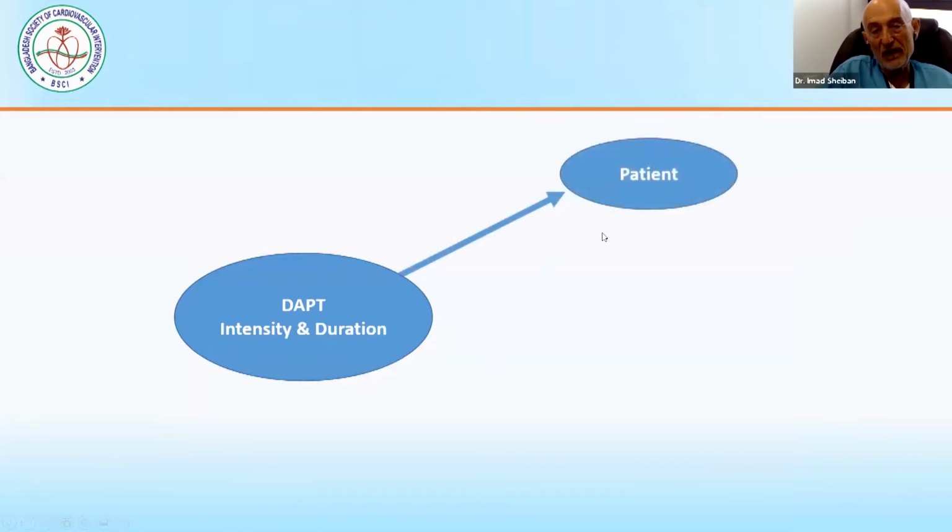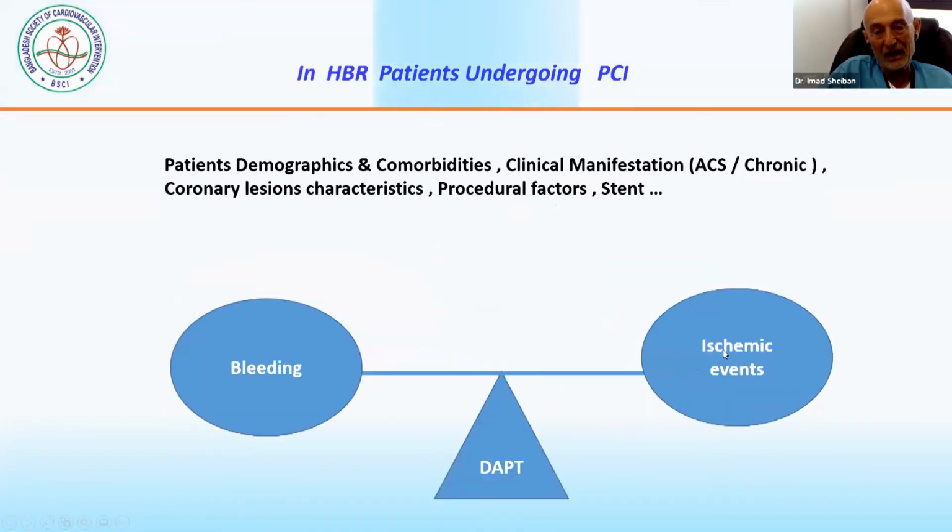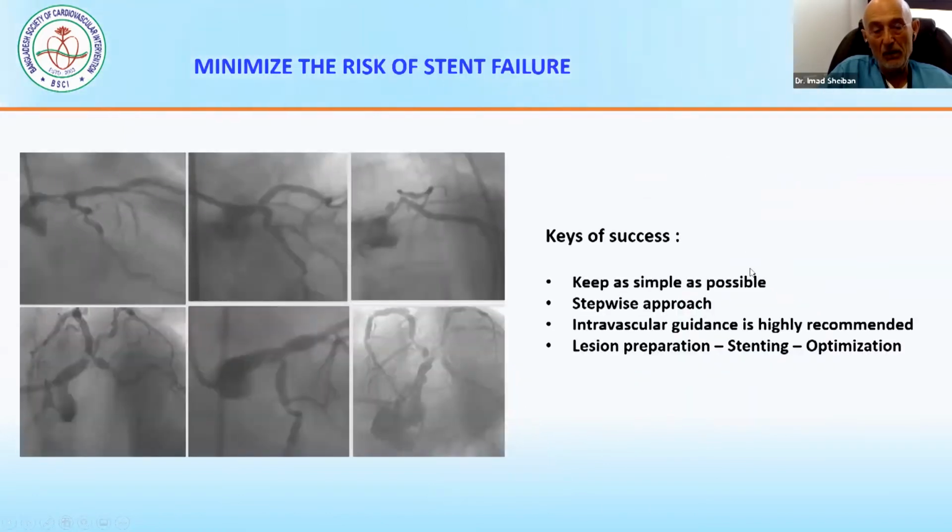Intensity and duration is related to the patient, related to the lesion and procedure, related to the stent as well. And the patient comorbidities, demographics, and clinical manifestation, whether it is acute coronary syndrome or chronic, coronary lesion characteristics, procedure factors, stents, and so on, should be carefully evaluated in order to balance bleeding against ischemic events with the DAPT. And this is particularly important in high bleeding risk patients.